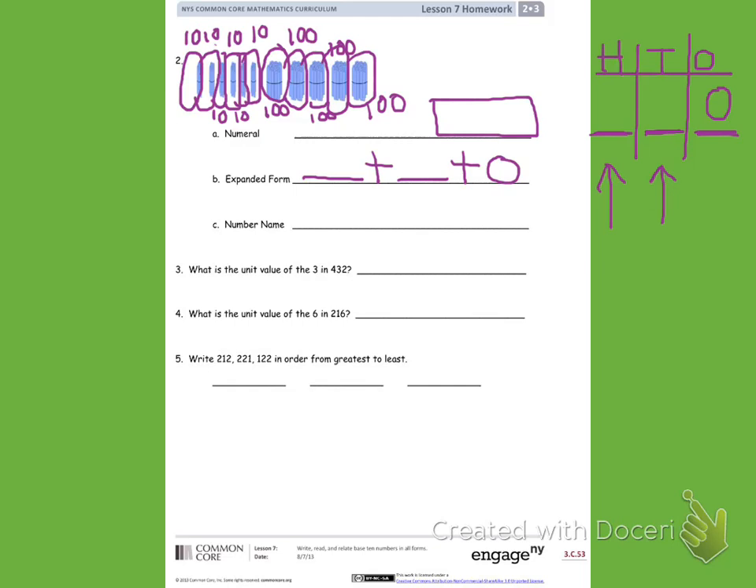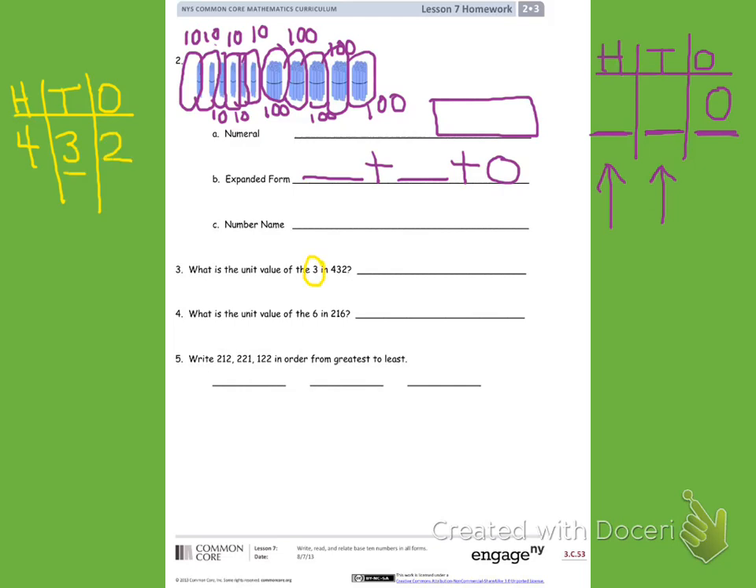Problem 3 says, what is the unit value of the 3 in 432? The best way to do this is to draw the place value chart. Ones, tens, hundreds. Always label each column. Now write the number 432 in the chart. They want to know the value of the 3.